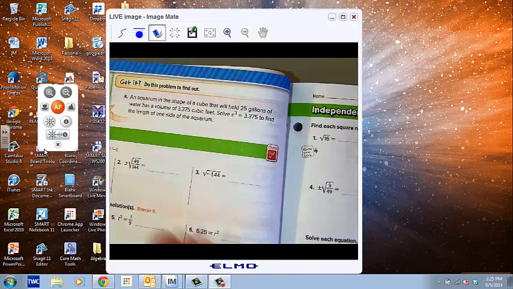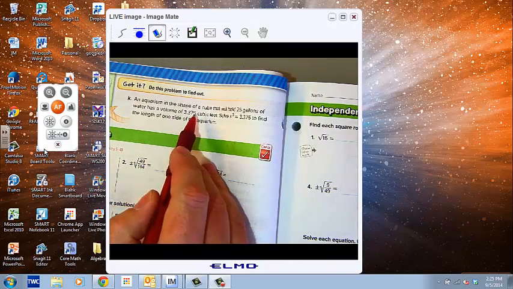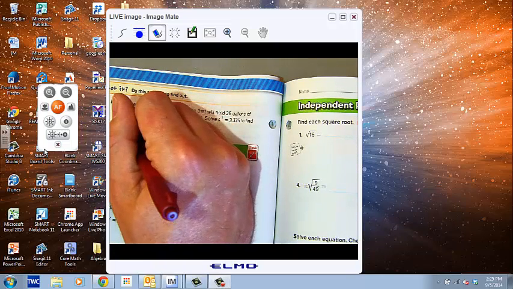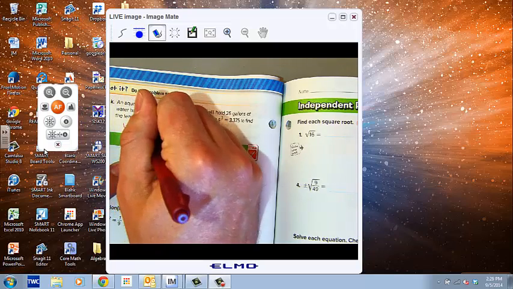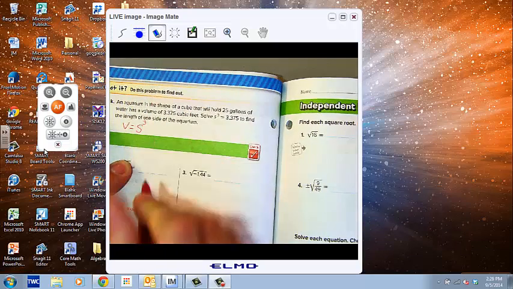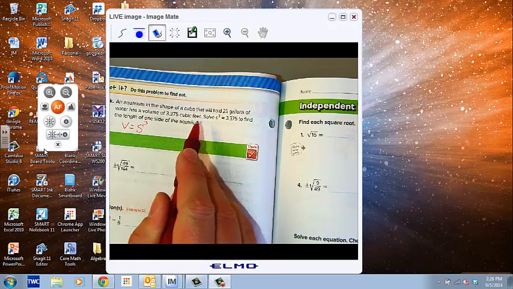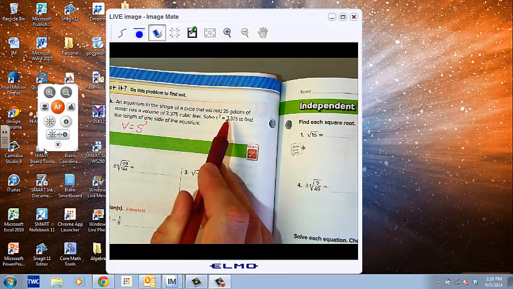It says an aquarium in the shape of a cube. Once again, cube. Think of your formula. You have V, volume, equals the side length to the third power, cubed. So it says an aquarium in the shape of a cube holds 25 gallons.